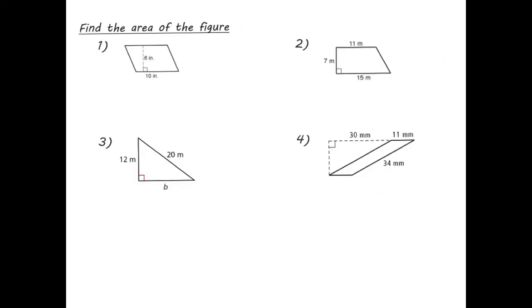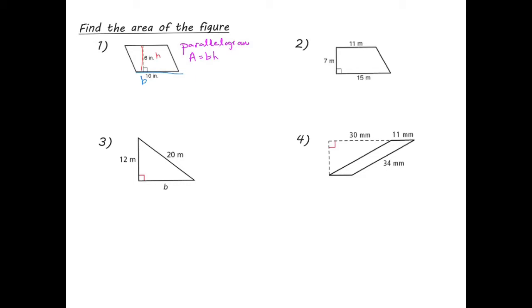So let's do some examples now. On number 1, we're dealing with a parallelogram. The formula is area equals base times height. So identify the base and the height. Remember, they're perpendicular to each other, so they're the ones that make the 90-degree angle. Here's my base, here's my height.